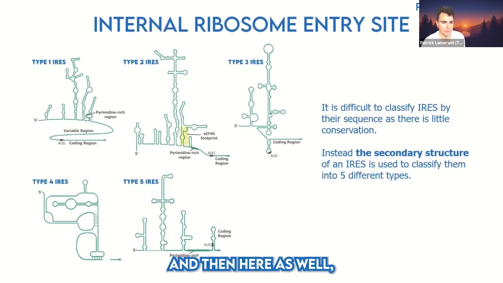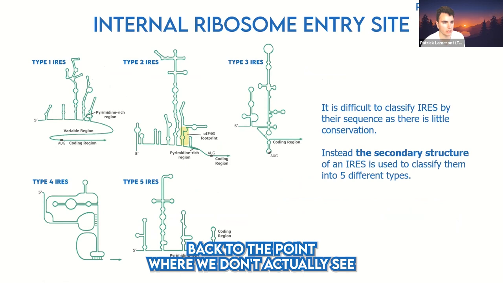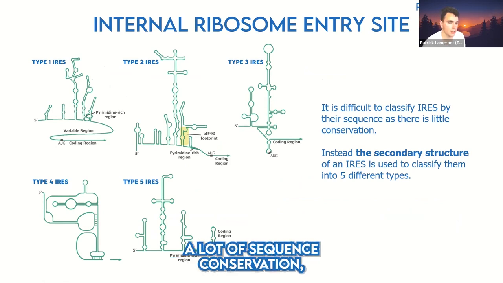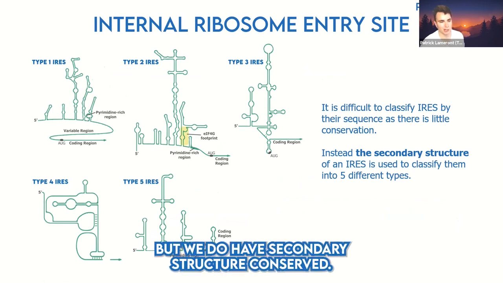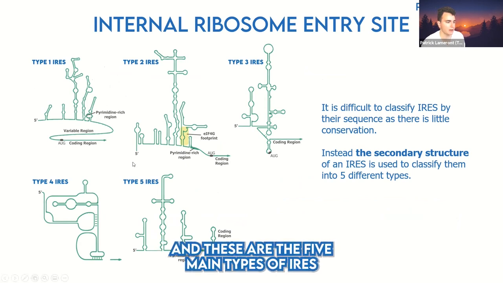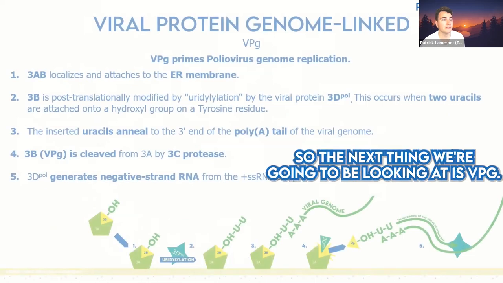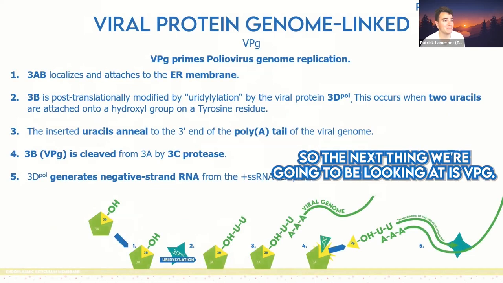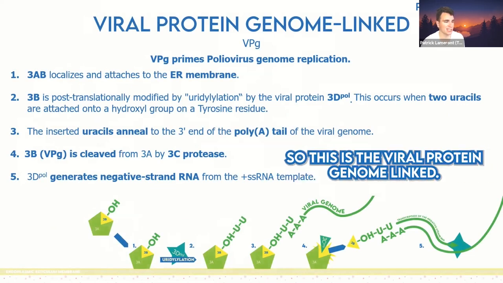And then here as well, back to the point where we don't see a lot of sequence conservation, but we do have secondary structure conserved. And these are the 5 main types of IRESs that we see here. So the next thing we're going to be looking at is VPg. This is the viral protein genome-linked.